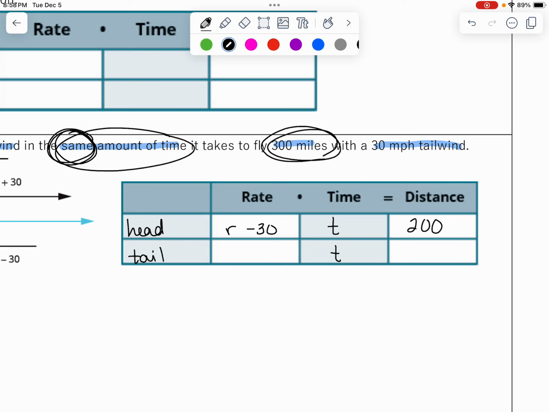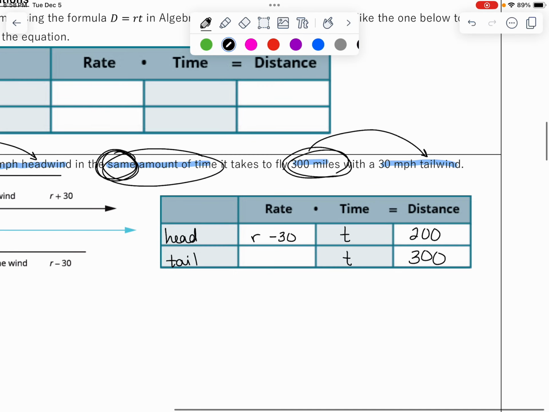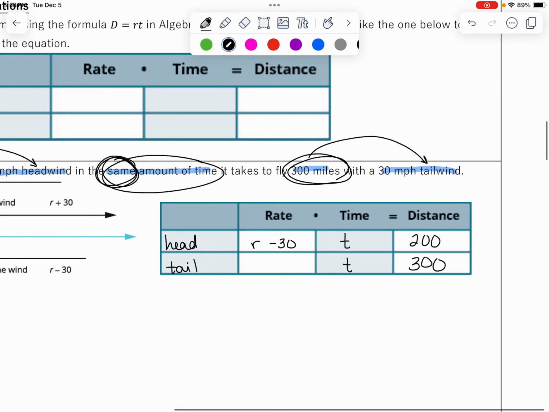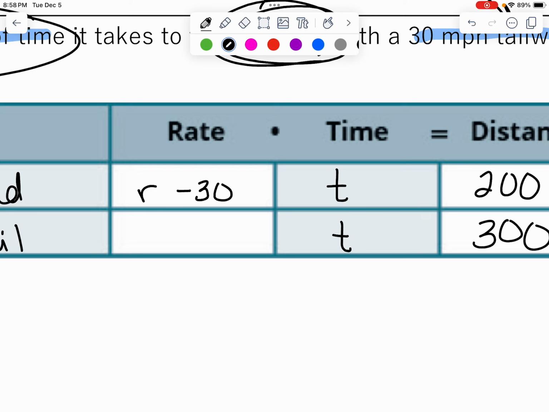Now what's this? 300 miles. What about when we went for the tailwind? Where does that go? A distance, yeah, 300 miles for the tailwind. A tailwind makes you go faster, so it's the plane speed plus 30.